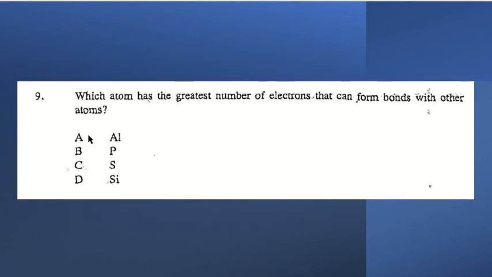Okay, next question. Which atom has the greatest number of electrons that can be bound with other atoms? This is a very important question from the periodic table. As we know, only the outermost shell electrons, the valence shell electrons, take part in a chemical reaction. So the element with more valence electrons will have more bonds. Let's look one by one at their electronic configuration.